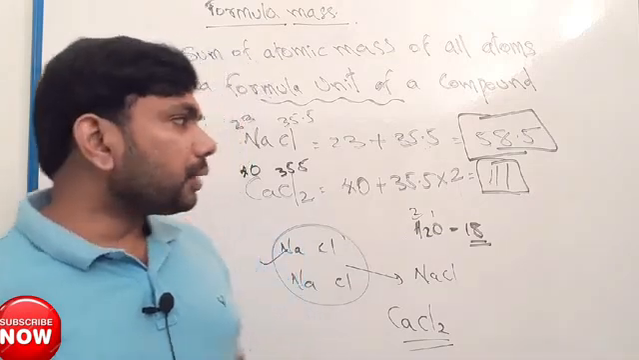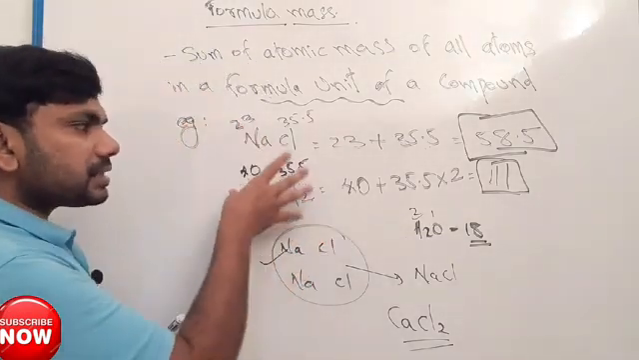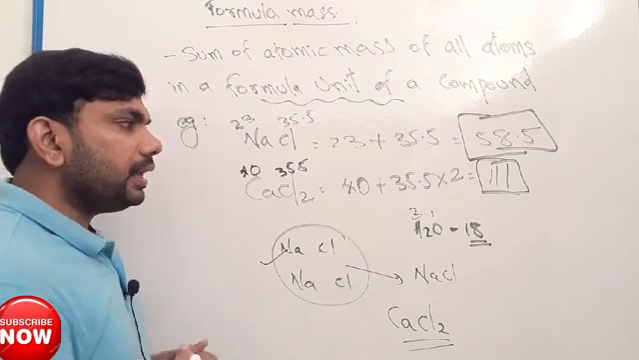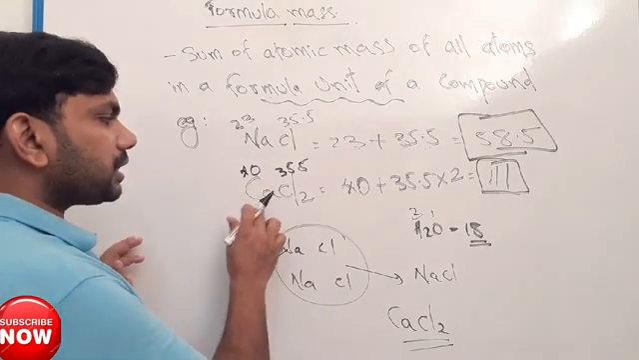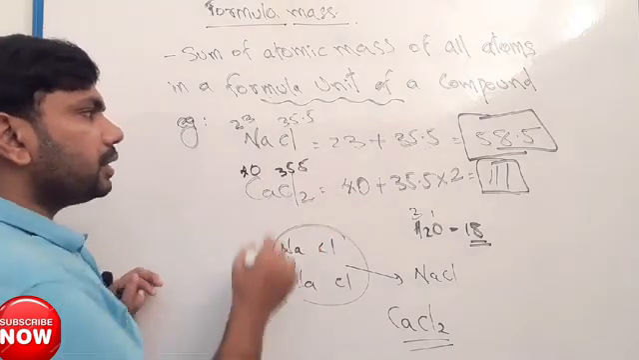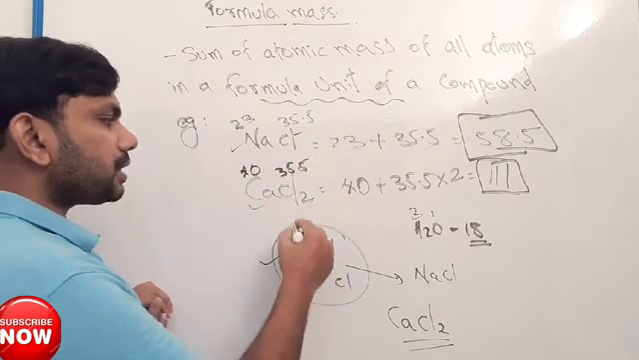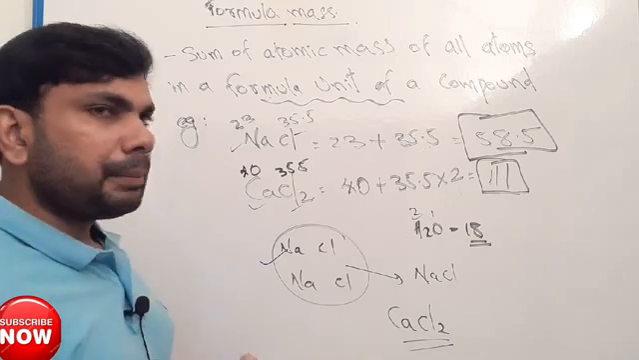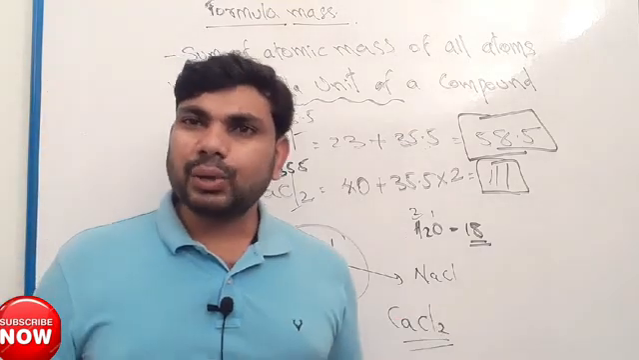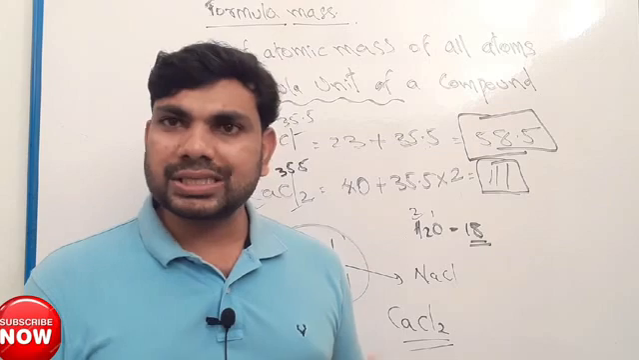You can understand this type of compound very easily. Here one metal and one non-metal will be there. Sodium is a metal, chlorine a non-metal. Calcium is a metal, chlorine is a non-metal. But don't worry, the calculation is the same.